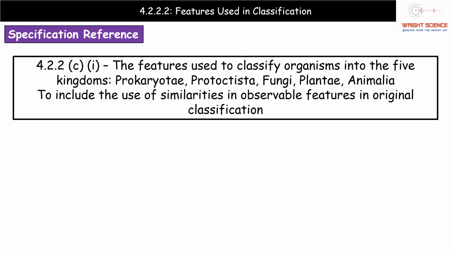Hi everyone, and welcome to our video all about the features used in classification. What we're going to be doing in this video is having a look at the specification reference 4.2.2c part 1, the features used to classify organisms into the 5 kingdoms, and obviously we're going to have a look at some of the similarities in those observable features in original classification.